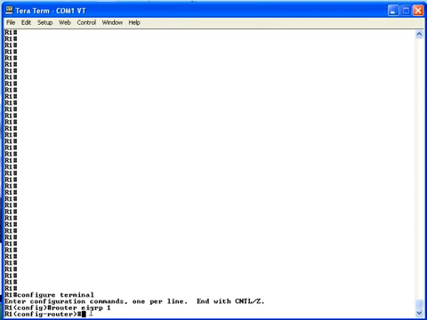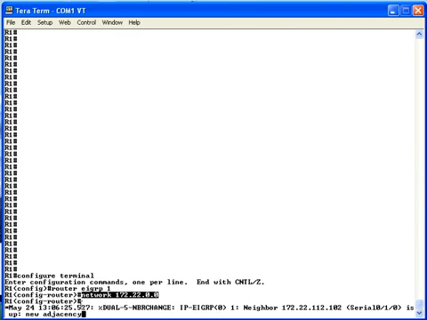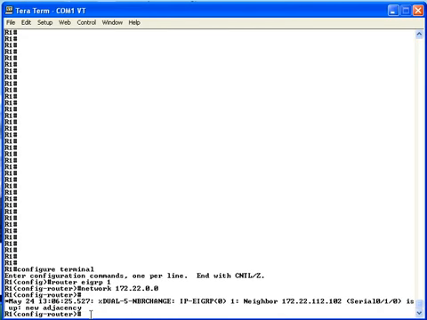On R1 we'll use the older style of network command that does not use a wildcard mask, so just type the network 172.22.0.0 command and press enter. Now this command tells the router to look at all of its interfaces in network 172.22.0.0, and that's all three of its working interfaces. So we've just enabled EIGRP on all three interfaces on router R1.